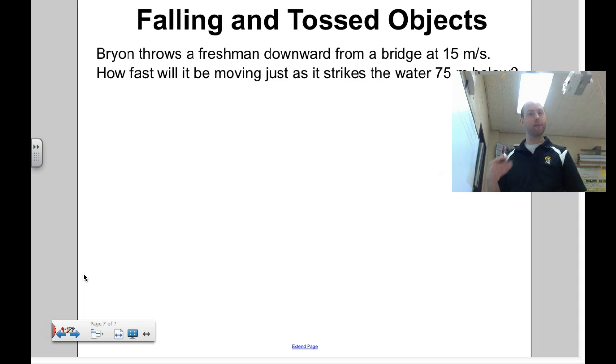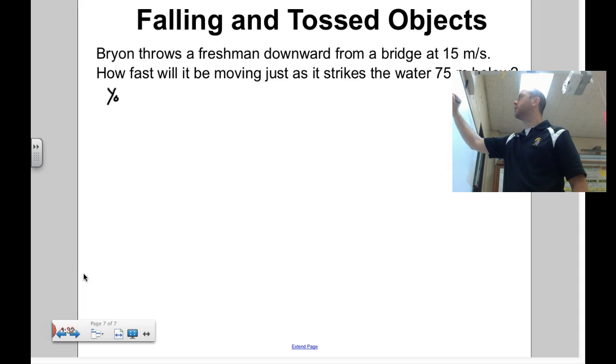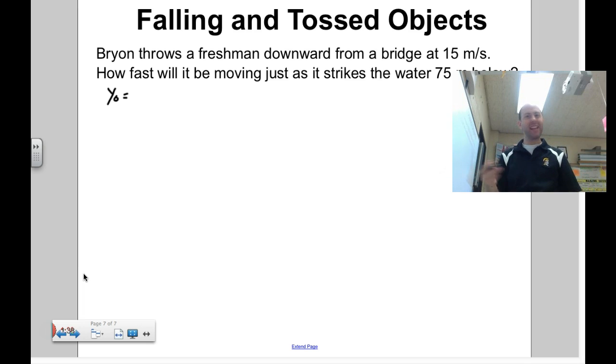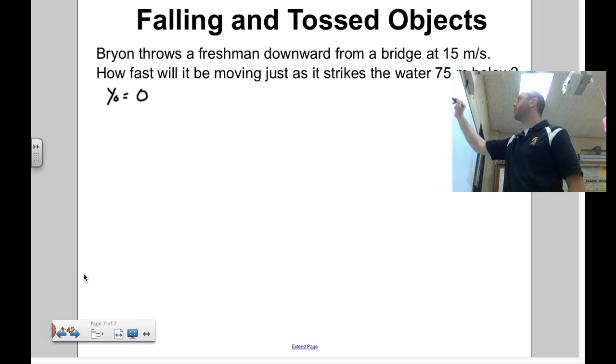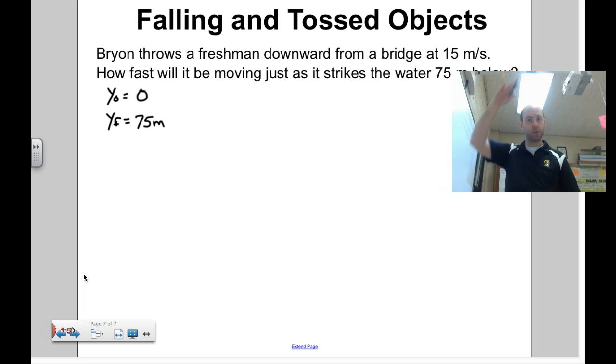So since we're talking about vertical motion, we'll use y's. Y naught, in this case, will be 0. And again, it's just like x naught, 99.9% of the time it's going to be a 0. Yf is 75 meters. And again, we're using positive because we're going down. So we're starting up high.